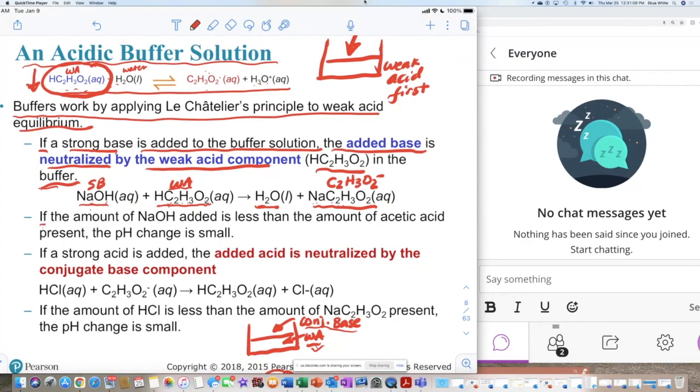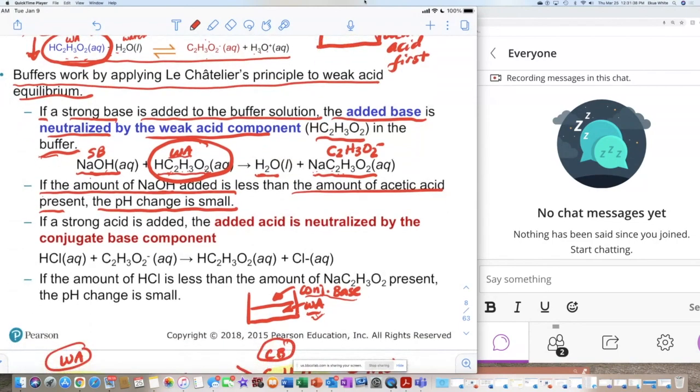Okay, so we're told if the amount of sodium hydroxide added is less than the amount of acetic acid present, the pH change is small. Make sure you have a lot of weak acid so that all of it doesn't get used up by adding some of the base. You want to make sure there's weak acid left over. So in that case, the weak acid will work if you have a smaller amount of base added.